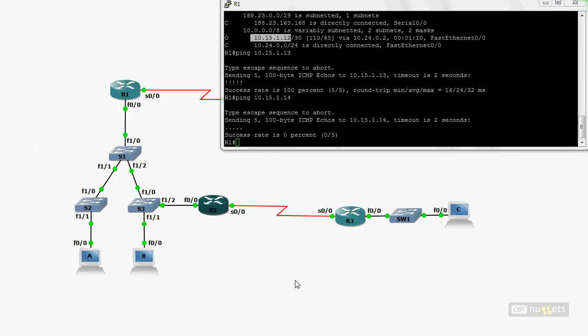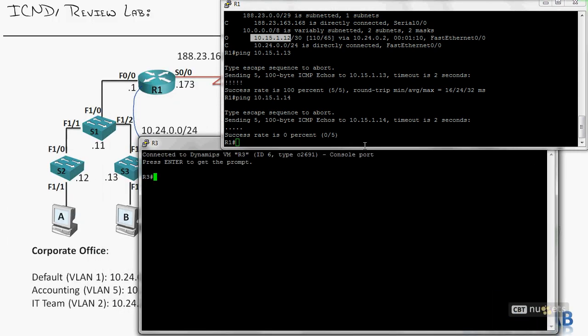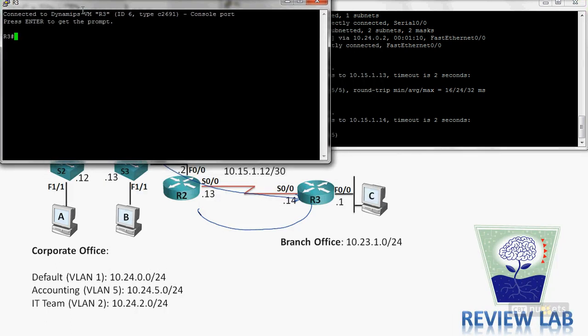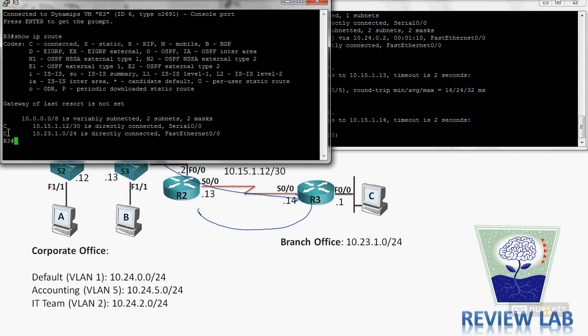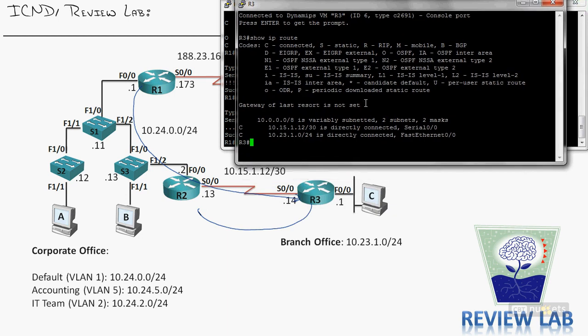Let's hop over to router 3. I have to activate my little always on top mechanism to keep it from going behind the scenes. So I go on router 3 and do a show IP route. It only knows about the 10.15 and 10.23. So when it sees packets coming from router 1 on the 10.24 network, it's like, I don't know how to get to you. So let's fix that.